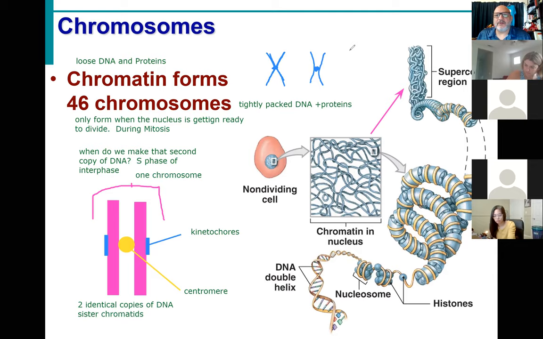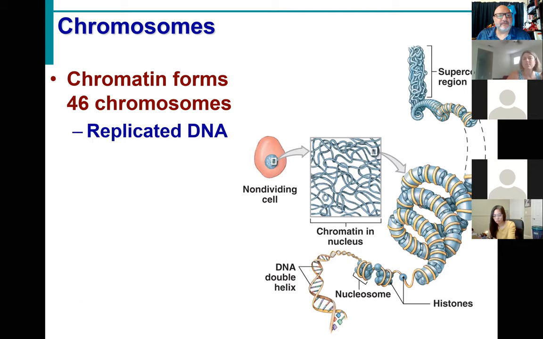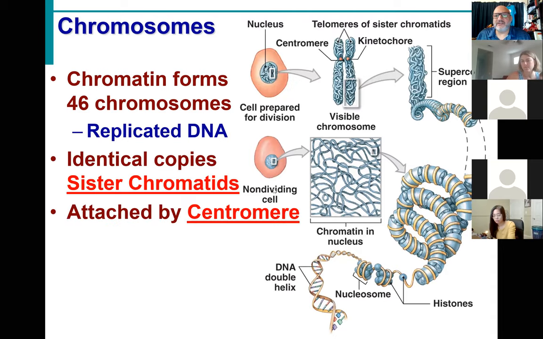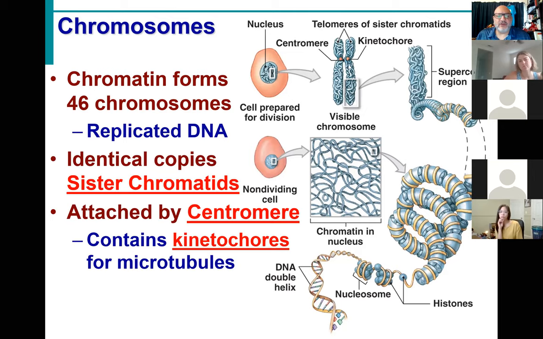A lot of vocabulary. All right, and let's do it again. Our chromatin is replicated DNA, so we get two copies, those sister chromatids. And here, if you don't like the drawing that I did, we see those two identical sister chromatids held together at the center by a centromere. And notice these little red proteins are the kinetochores. That is where our microtubules are going to connect to move them around.